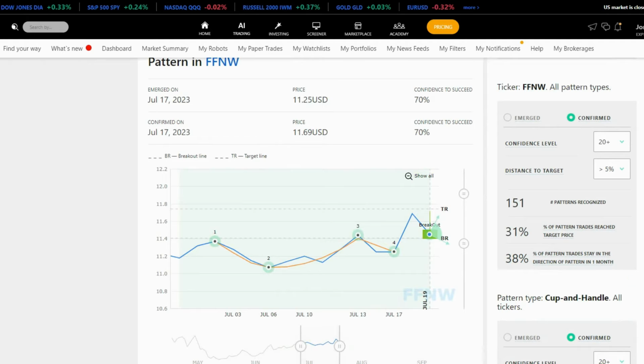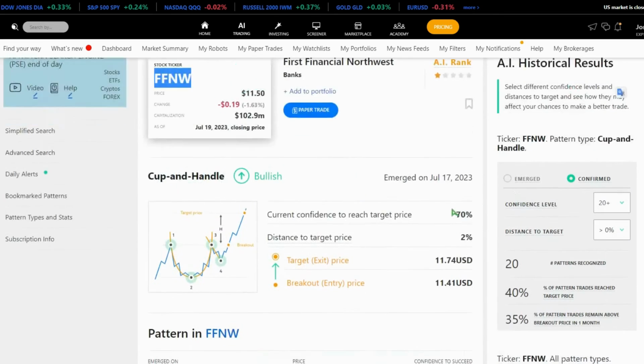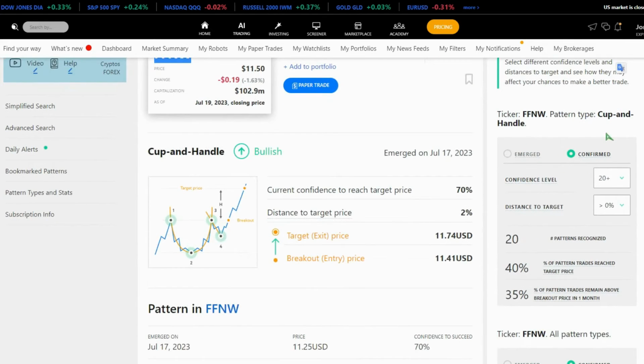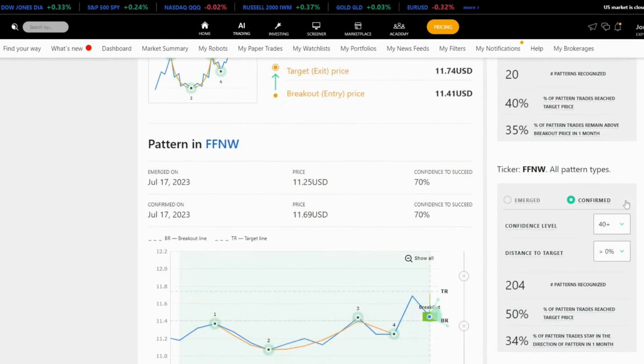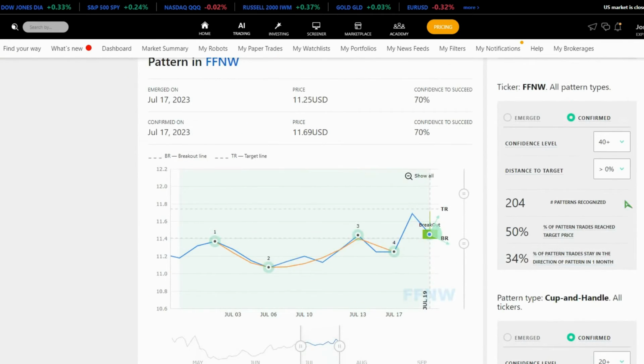Okay, so what's the difference between this software and others? Here we see the results of backtesting, which are not perfect, but that's okay. So that means for First Financial Northwest Bank, a cup and handle, 20 patterns were identified in the past, 40% of them reached the target price. So now let's look whether or not FFNW is a good candidate for the pattern search recognition. And it turns out it is still kind of 50-50. That means FFNW may not be a good thing.